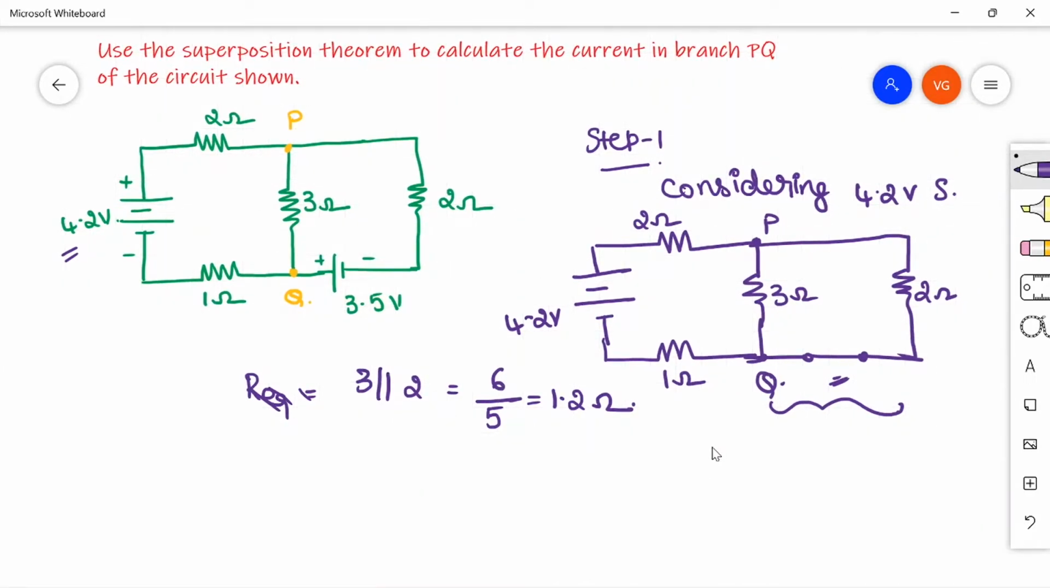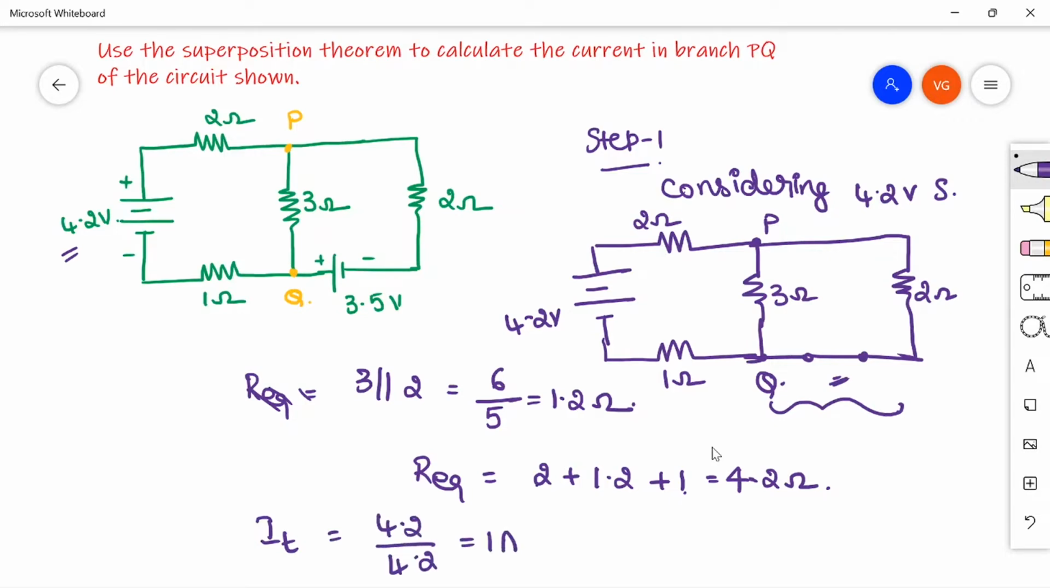We have to first find out the total current. Then the total impedance R equivalent will be what? 2 ohms plus 1.2 ohm plus 1 ohm. That is totally you will be getting 4.2 ohm, right? So current I total is V by R, that is 4.2 divided by 4.2, which is nothing but 1 ampere.